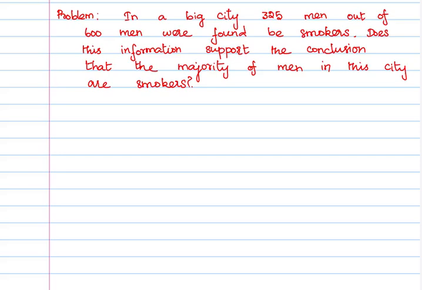So, in the last example, we have seen a two tail test problem. In this problem, we are going to see an example problem of a one tail test. In a big city, 325 men out of 600 men were found to be smokers. Does this information support the conclusion that the majority of men in this city are smokers?